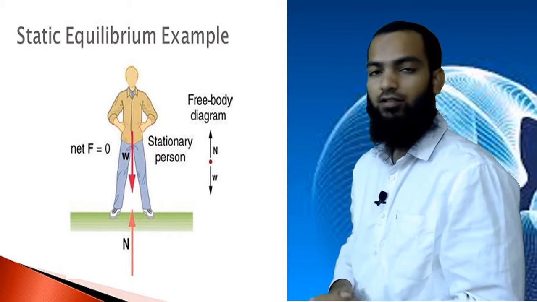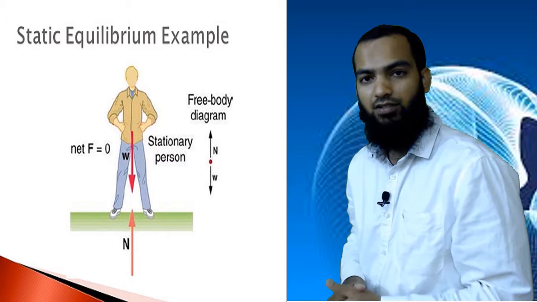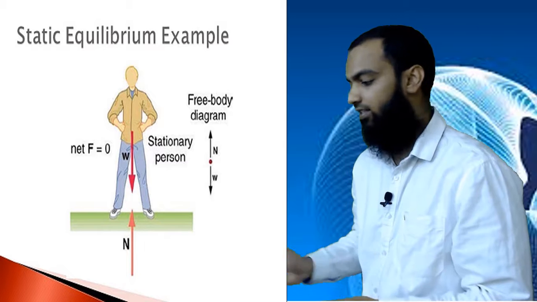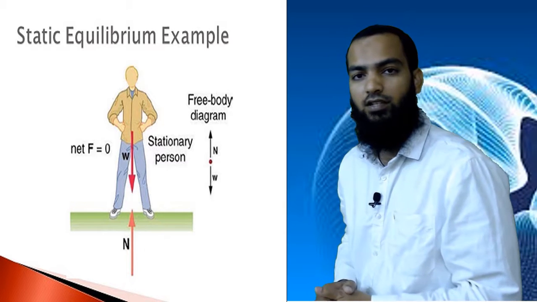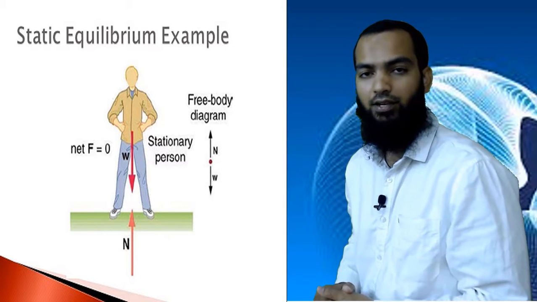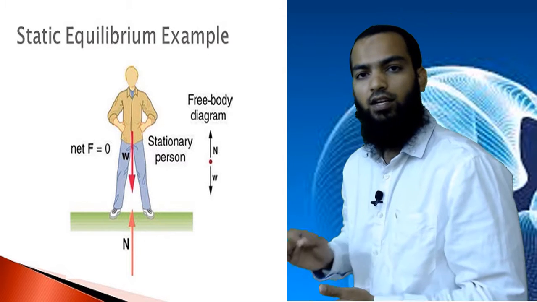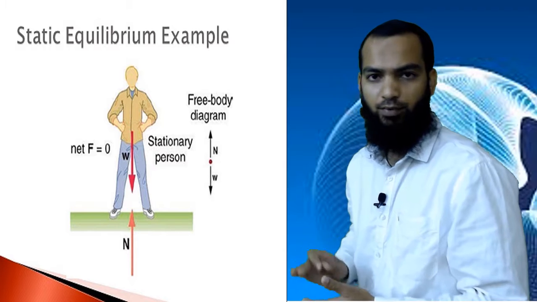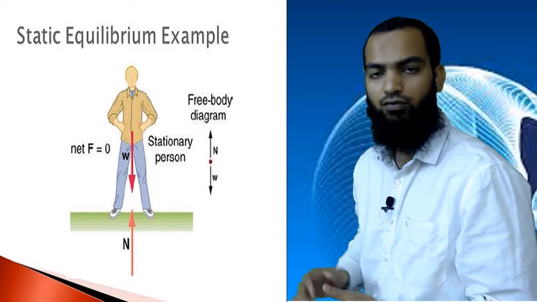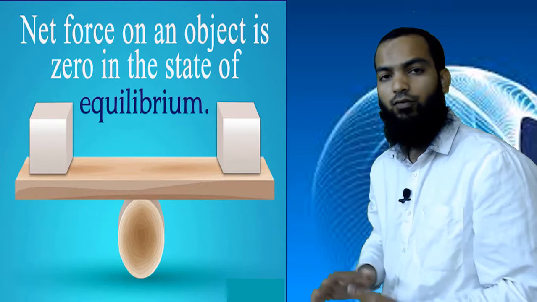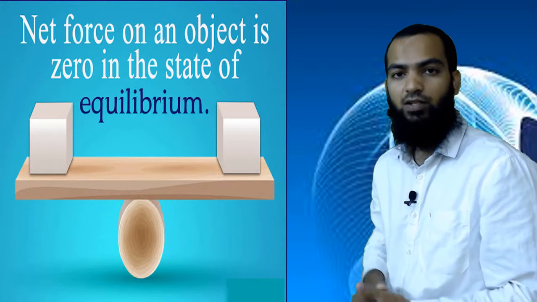As you can see in the figure, the weight of the person, W, is acting downwards and the normal reaction is acting upwards. Here W equals N. So net force is equal to 0. In statics, net force will always be equal to 0. Or I can say the net force of an object is 0 in the state of equilibrium.